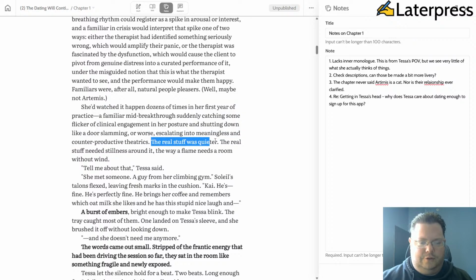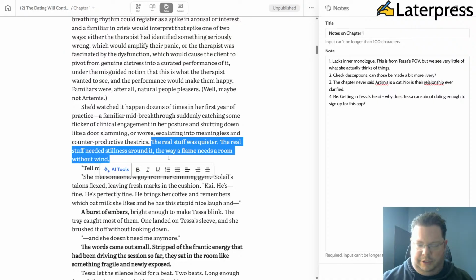The real stuff was quieter. The real stuff needed stillness around it. The way the flame needs a room without wind. All of that feels like fluff. I'm deleting all of it.